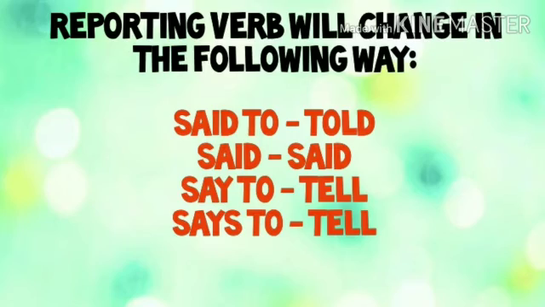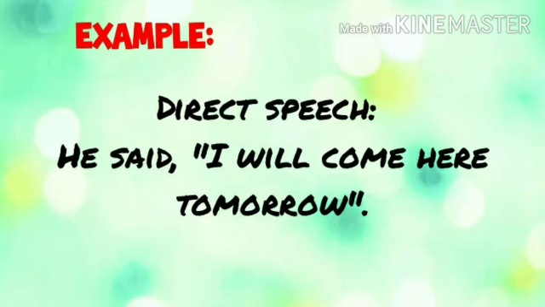Okay, and last, the reporting verb will change in the following way. Said to will be converted to told. Said will be converted to said. Say to will be converted to tell. Says to will be converted to tells. So these are the basic steps to convert from direct to indirect speech.